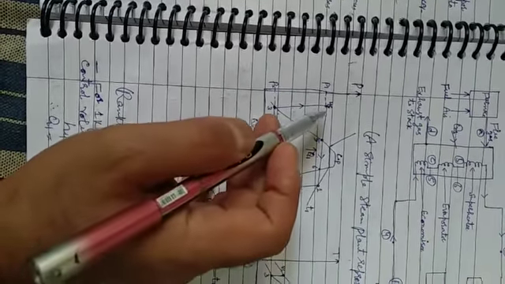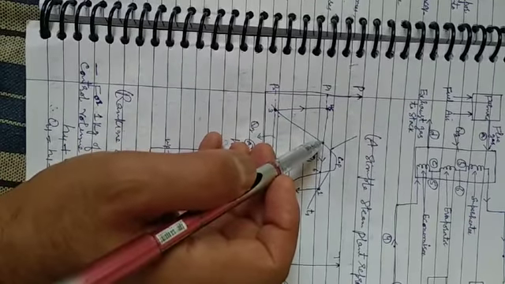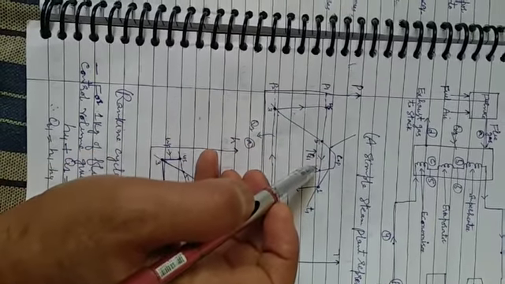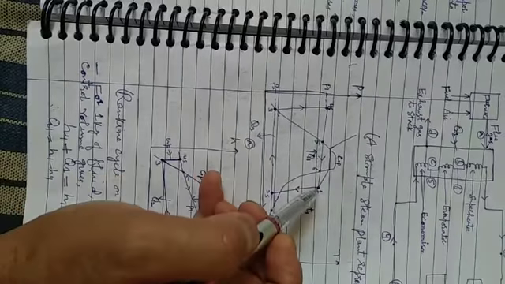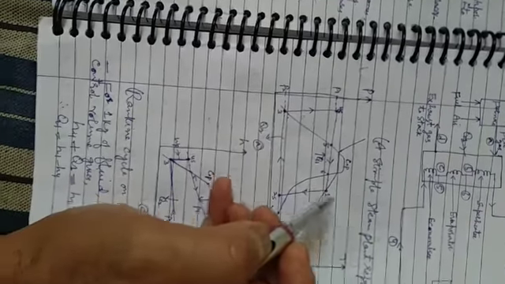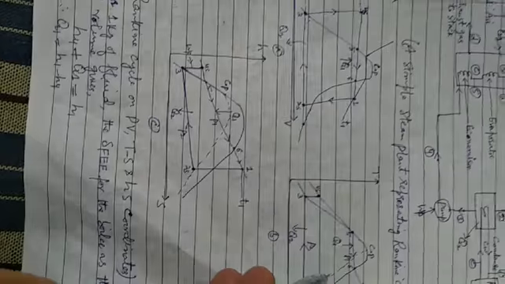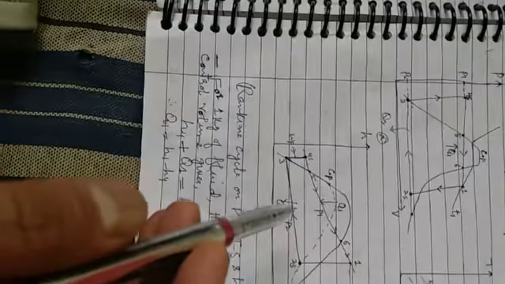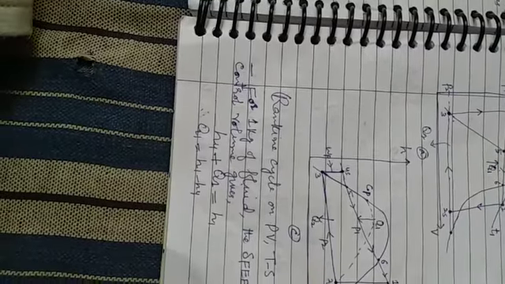But it has three stages. That is 4 to 5, the economizer. Then 5 to 6 is the evaporator. Then 6 to 1 is superheating the steam. So this is the TS diagram here, and this is the HS diagram here. So these are the Rankine cycle on PV, TS, and HS coordinates.